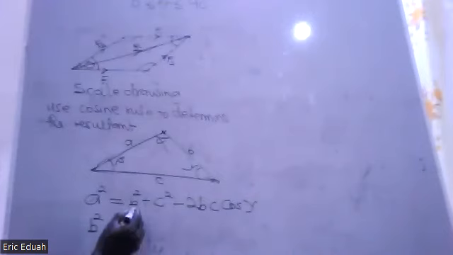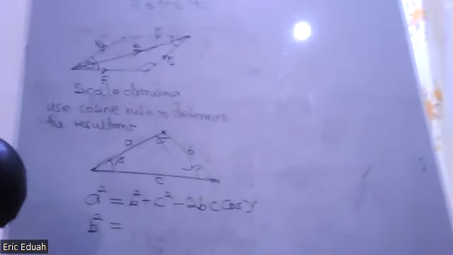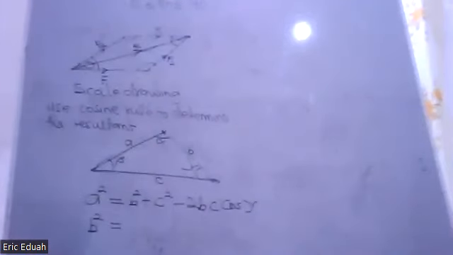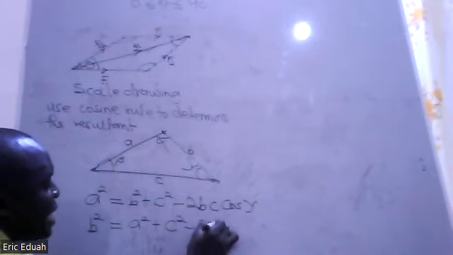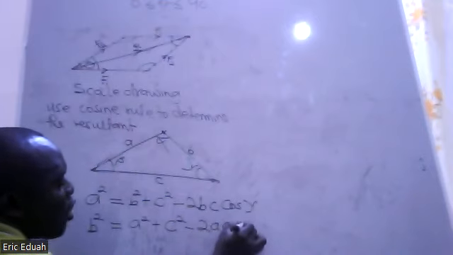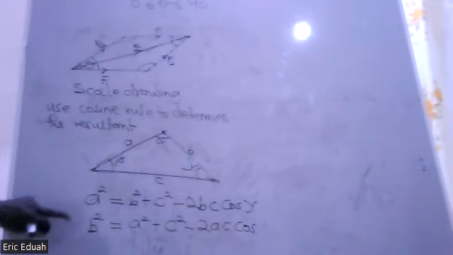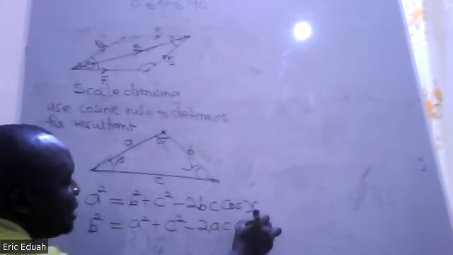Is it B squared minus C squared or B squared plus C squared? This is B squared plus C squared. Okay, thank you. So B squared will be equal to A squared plus C squared minus 2 times AC times cos of the angle opposite to B, which is what? Beta.